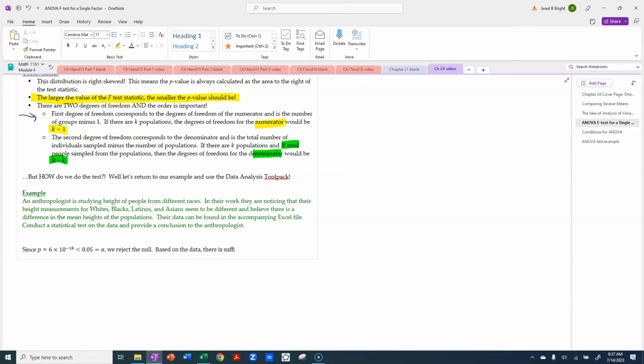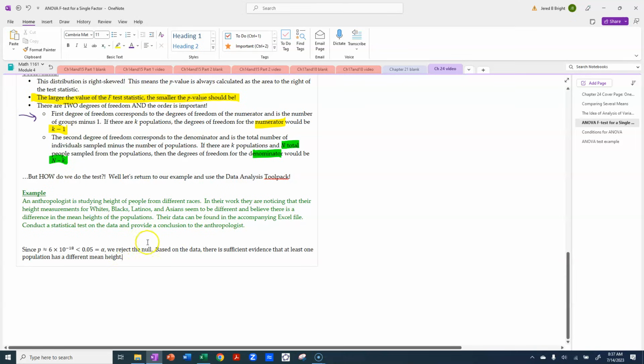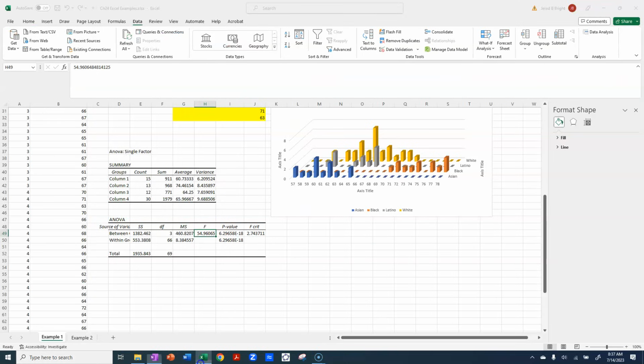There is sufficient evidence that the mean heights, that at least one population has a different mean height. Boom, done, drop the mic. But really that's it. You can see Excel does a lot of the work for us. All the work, in fact. We just need to be able to interpret it.